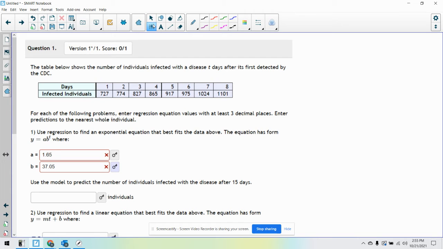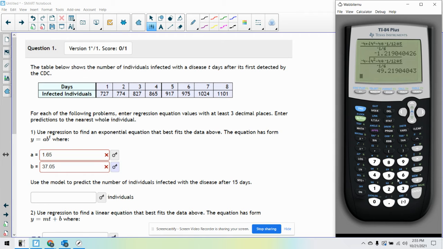All right, so this says the table below shows the number of individuals infected with the disease T days after it's first detected by the CDC. So we're just simply going to put this information into our stat list on our calculator. So I'll turn that on. I'm going to go to stat right in the middle there. I'm going to hit enter on the edit option.